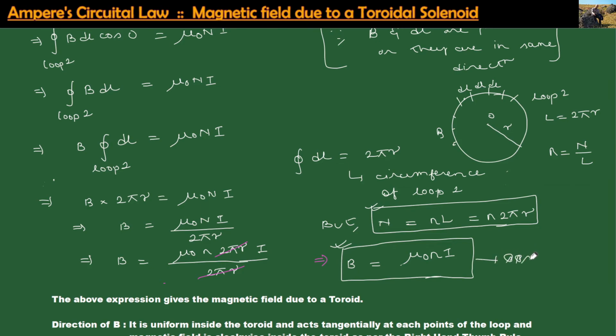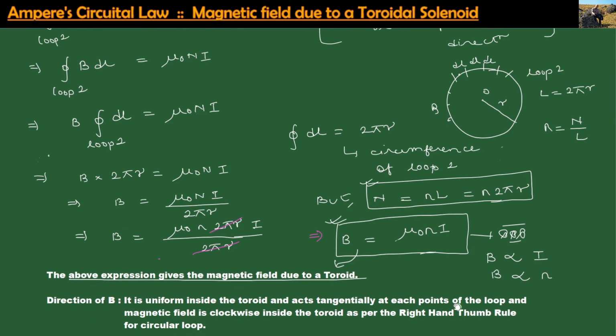This expression is very, very important, which means that the magnetic field due to the solenoid is directly proportional to the current which flows through the toroid, and this B is also directly proportional to the total number of turns per unit length. More is the number of turns, more will be the magnetic field. More is the magnitude of current, more will be the magnetic field. So this expression gives the magnetic field due to the toroid.